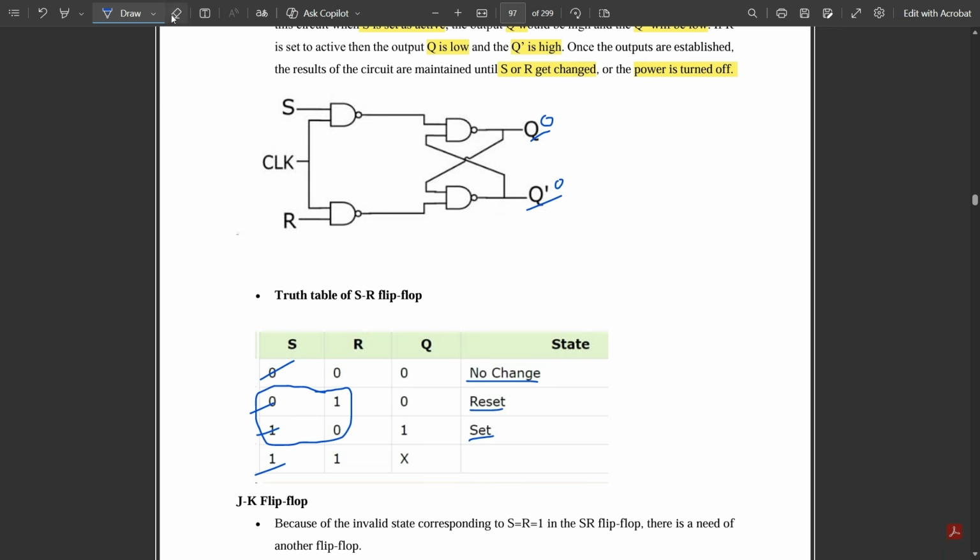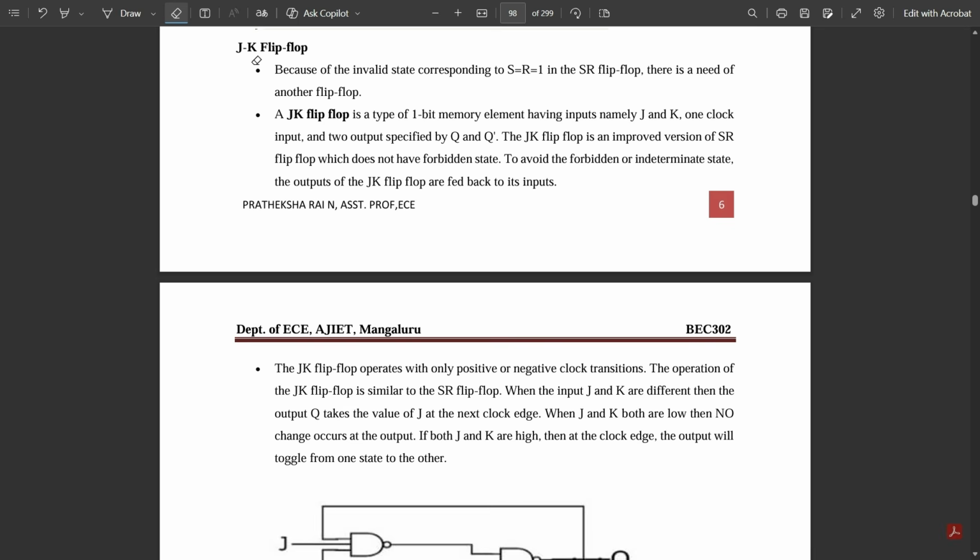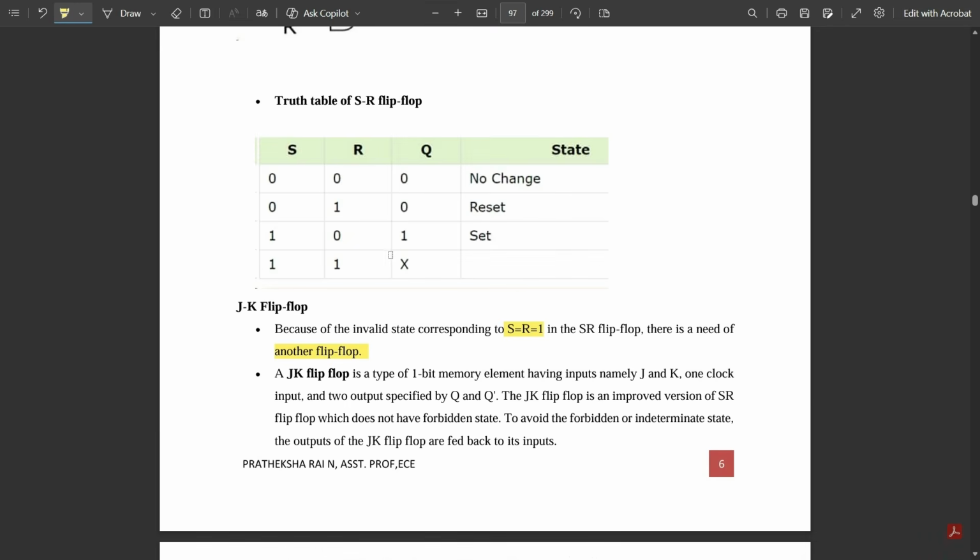Okay. So this is the truth table of the SR flip flop. I hope you understood it. Please note it down. Now let's get to the JK flip flop. Because of the invalid state corresponding to S is equal to R is equal to 1 at the fourth state in the SR flip flop, there is a need of another flip flop in order to avoid this. Okay, the JK flip flop basically avoids this final stage from happening.